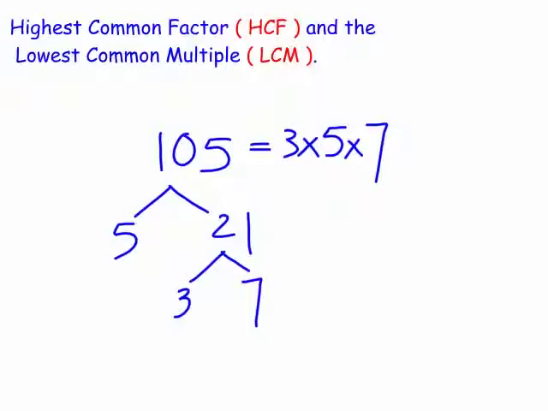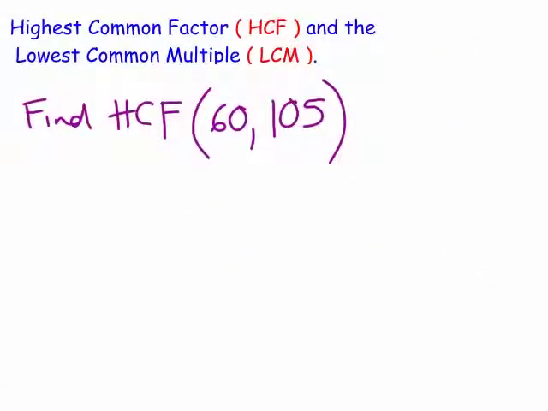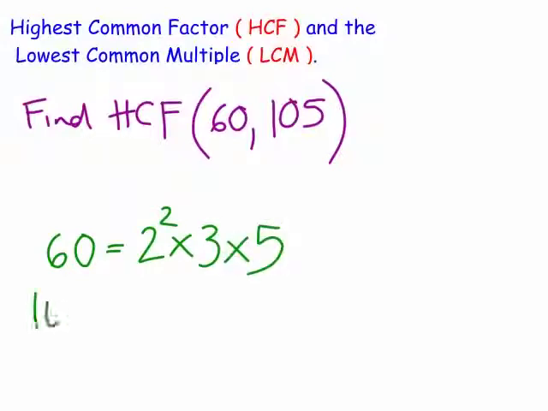So when the numbers get bigger, obviously the trees get bigger as well. Well, let's have a quick look. We're now going to find the HCF of these two numbers, 60 and 105. It's always a good idea to rewrite their actual prime factorizations. You might remember 60 was equal to 2 squared times 3 times 5, and 105 was just 3 times 5 times 7.